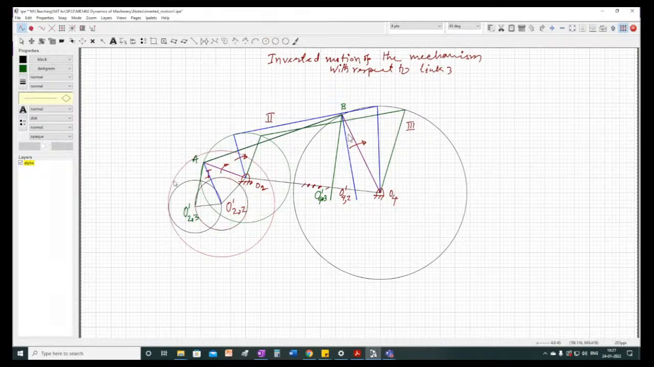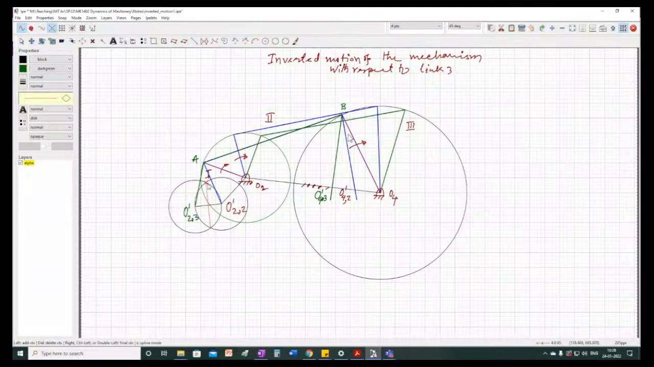So let me draw it one by one. Now you see O2, O23 and O22. From here, if you try to draw the perpendicular bisector, you will get this line. This is the perpendicular bisector, right? This is the perpendicular bisector of O2, O23, O22.